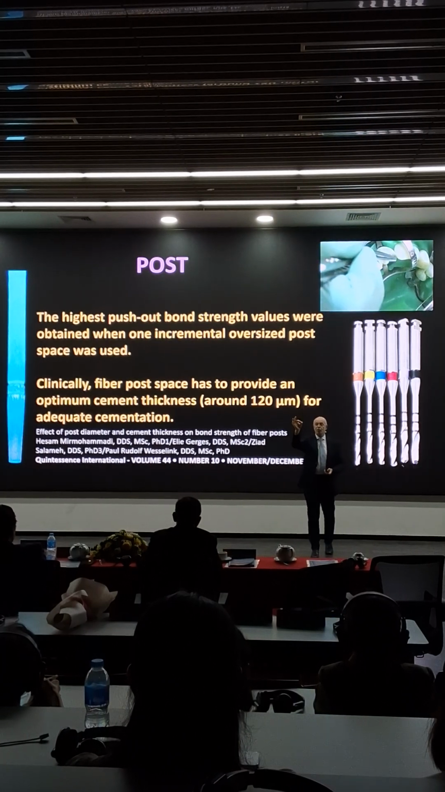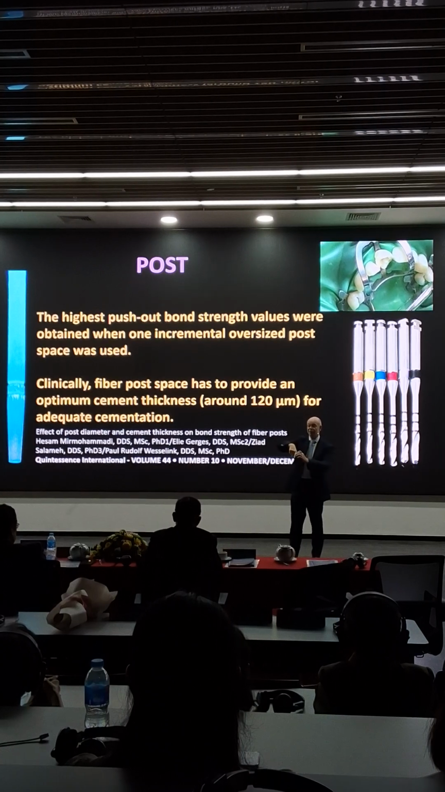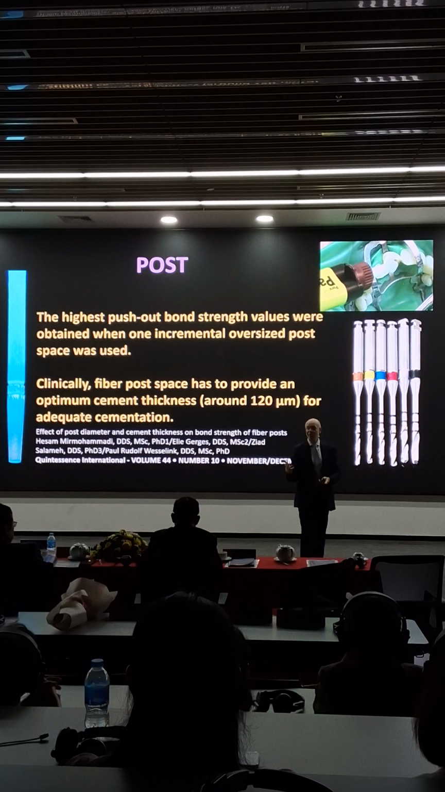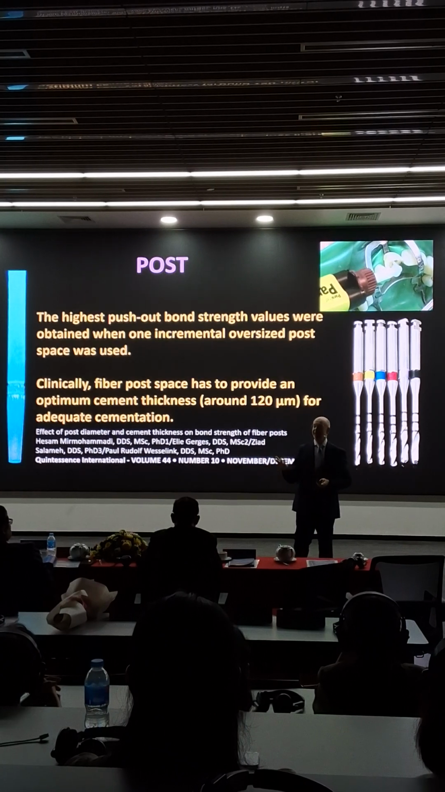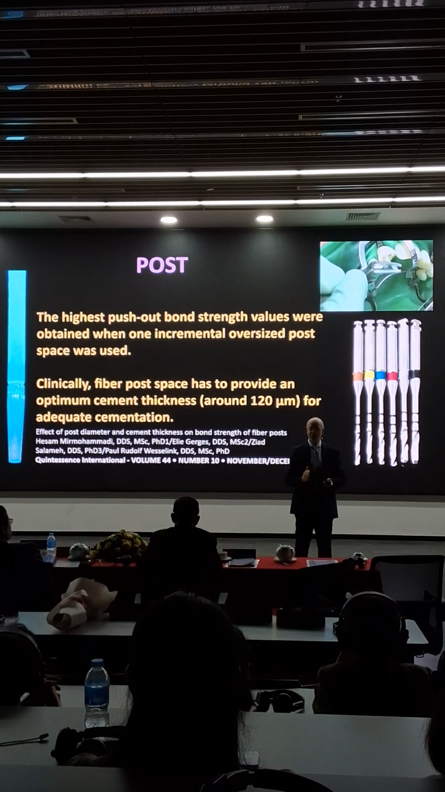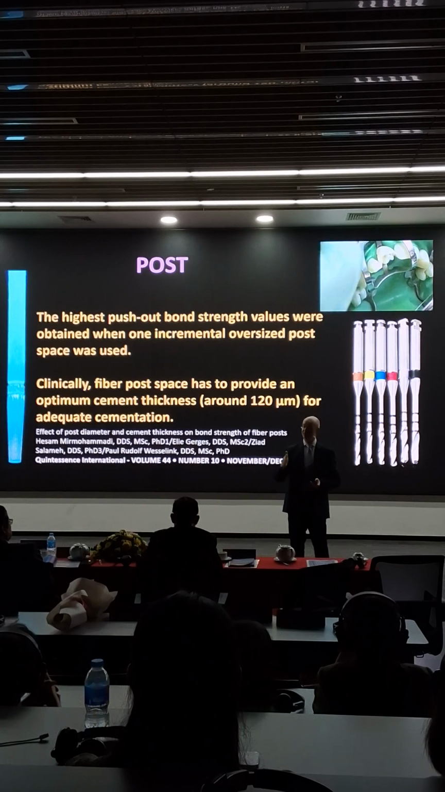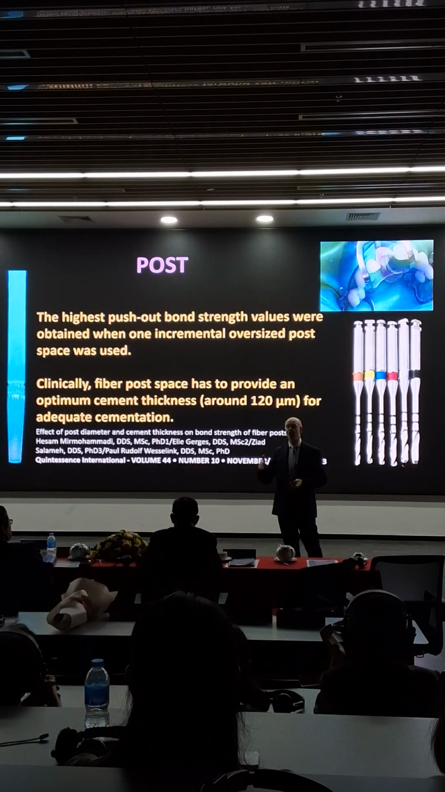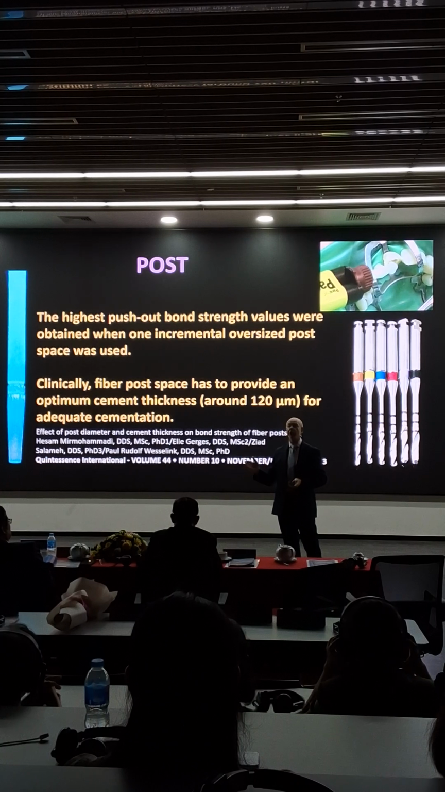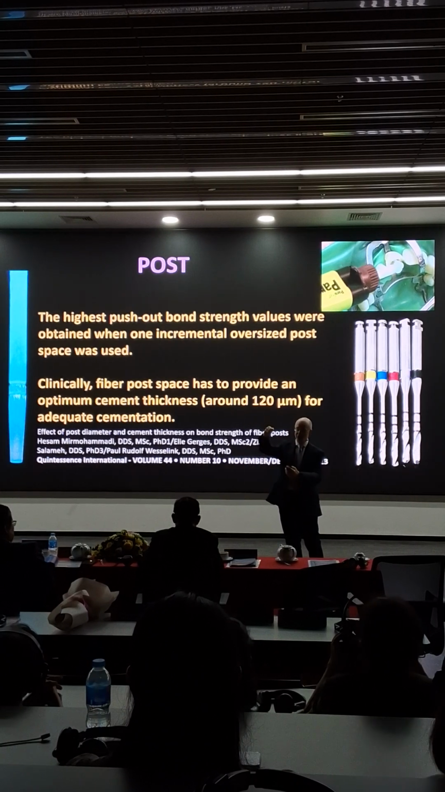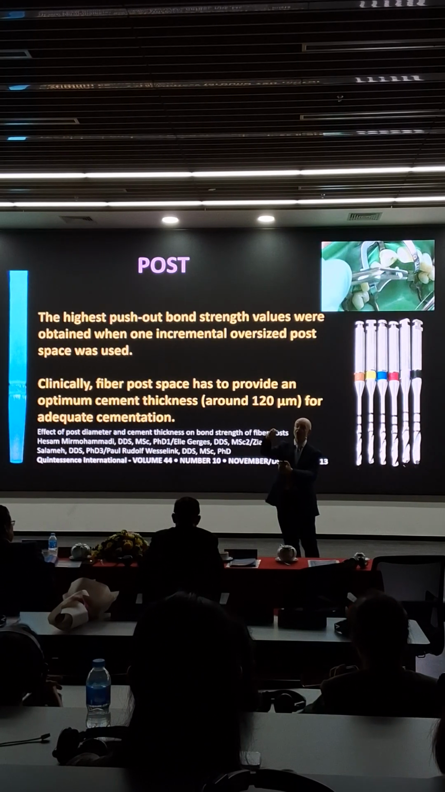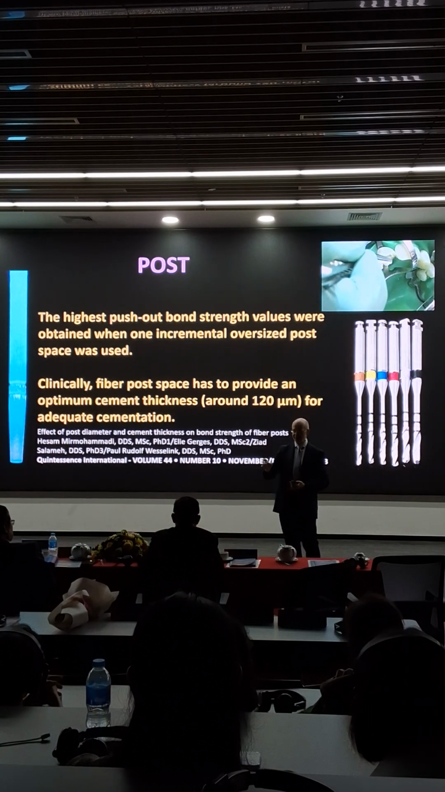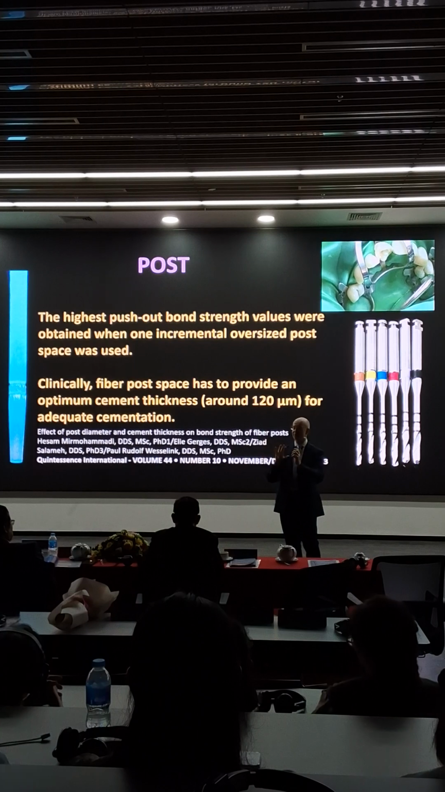So if you create a post base and your fiber post is very narrow and you have no space for your cement, your post will not be strong. It's why, when you use a fiber post, it's good to use one drill size bigger. If you want to put a 1.2 fiber post, maybe you will drill 1.4. Or if you use a 1.2 drill, when you finish your drilling, you need to brush your tool a little bit so the fiber post is loose inside the canal and there is enough thickness for the cement.